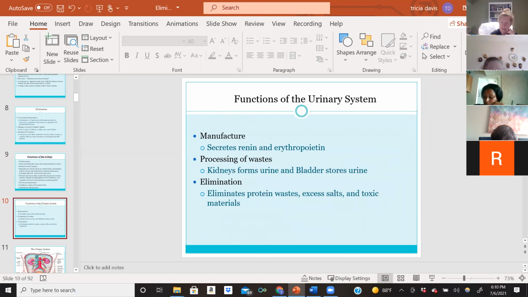So we know that it manufactures renin and erythropoietin. It's going to form urine, and the bladder is going to store our urine for when we're ready to remove it from our body. The kidneys form it, the bladder stores it. And then again, it eliminates protein wastes, excess salts, and other toxic material.